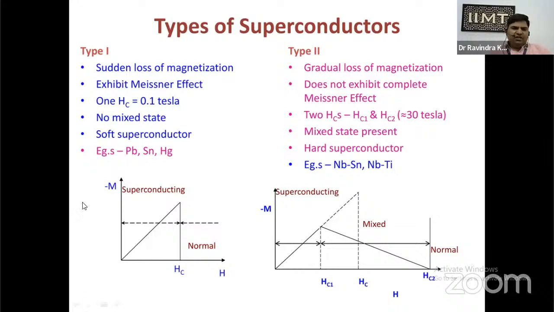You can see the graph of this one. This is for magnetization and this is for the magnetic field. If we plot the graph between the magnetization and the magnetic field, you can see this graph. This is the value of the critical magnetic field. In the case of type 2, meaning hard superconductors, we have this type of graph, which has two values of critical magnetic field, Hc1 and Hc2.